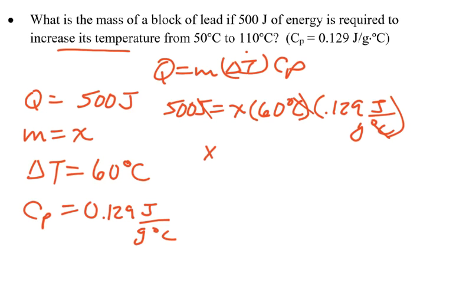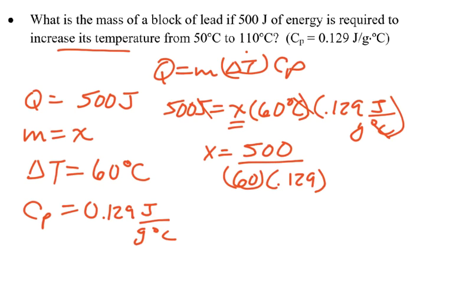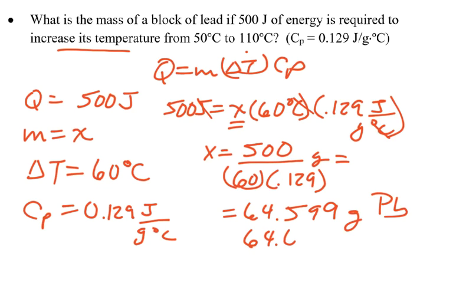Okay, now we get to do a little math. And we just say, okay, I want to get X by itself, so I'm going to divide both sides by 60 and 0.129. So I'm going to just skip here and say 500 divided by 60 and divided by 0.129. And then we know that's going to be in grams. And that comes out to 64.599 grams of lead. Okay, I would probably round that off to 64.6 grams, just because it's a little easier to look at.